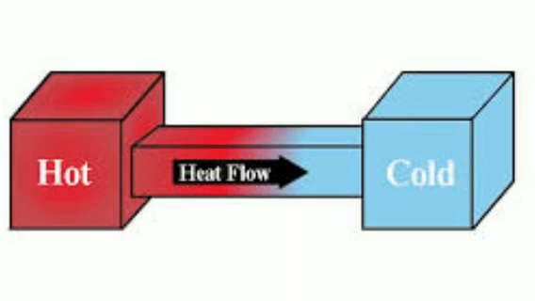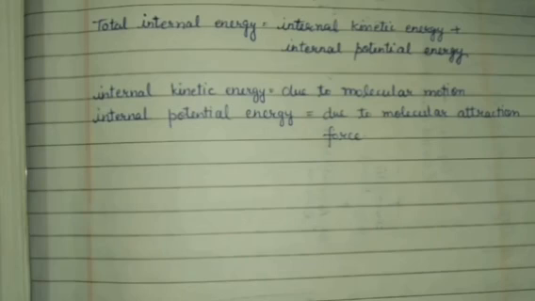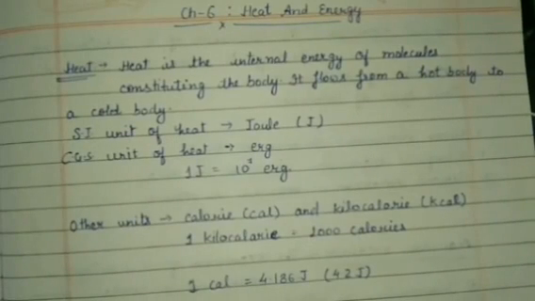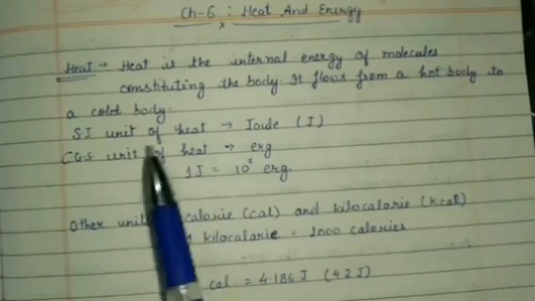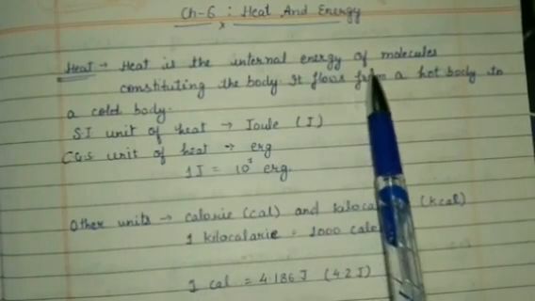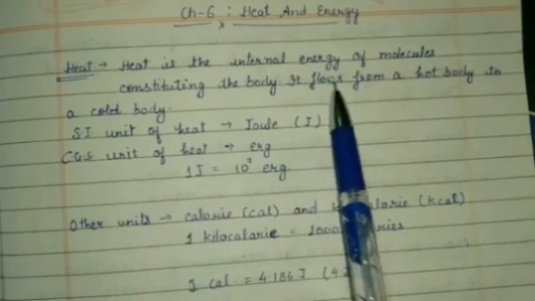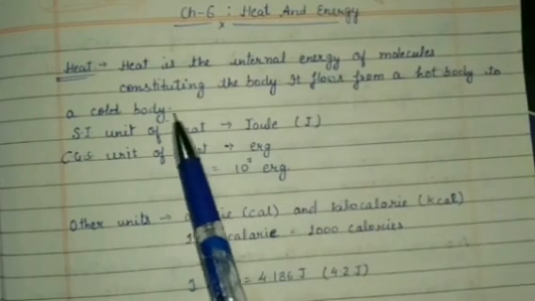When a hot body is kept in contact with a cold body, the cold body warms up and the hot body cools down. That is, energy flows from the hot body to the cold body, and it is called heat energy or simply heat. So we can define heat as the internal energy of molecules constituting the body. It flows from a hot body to a cold body.